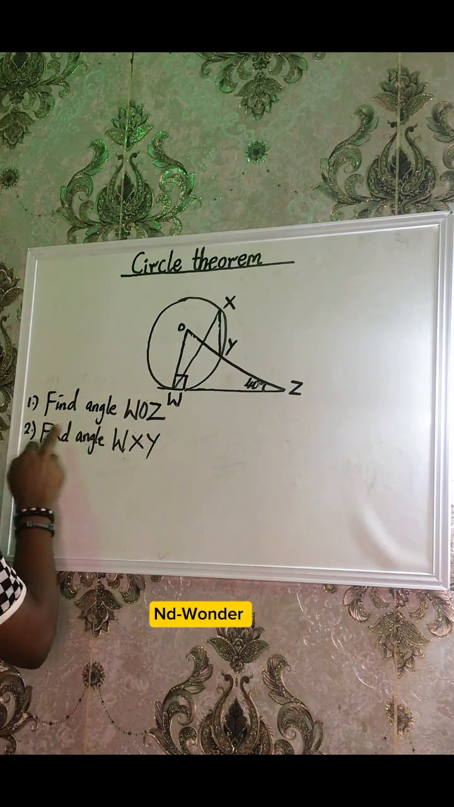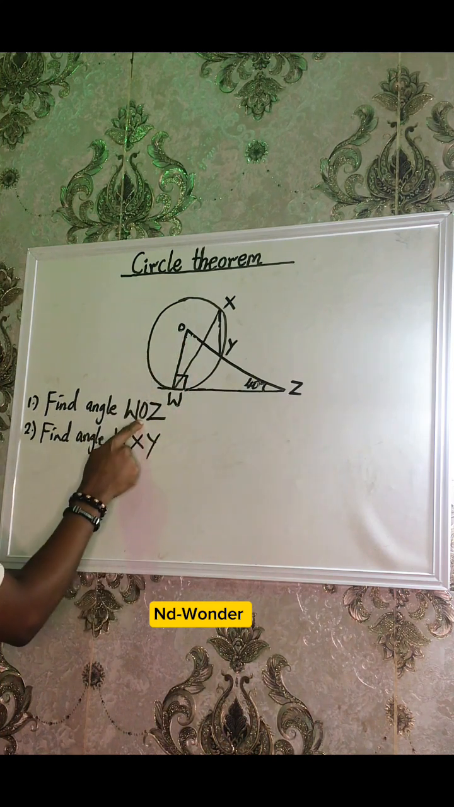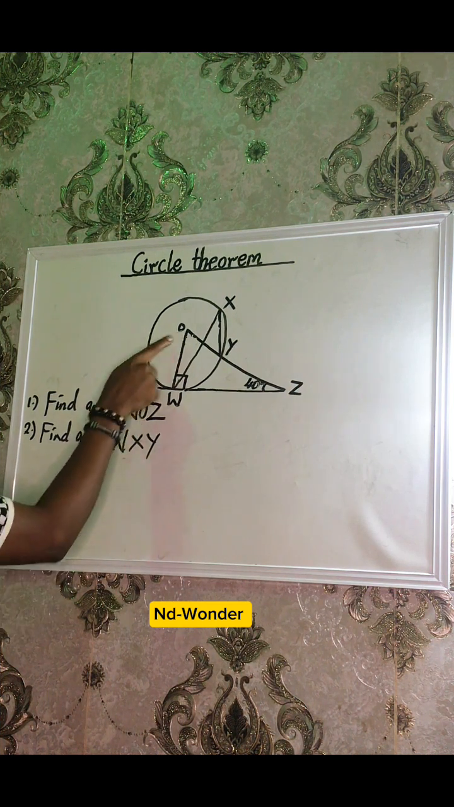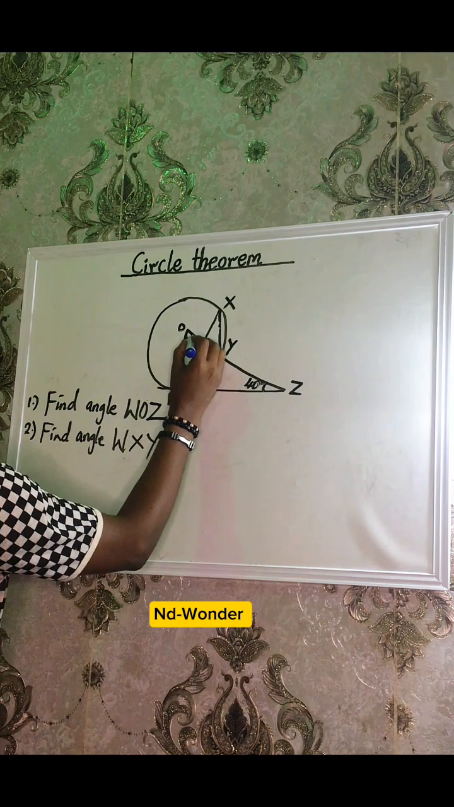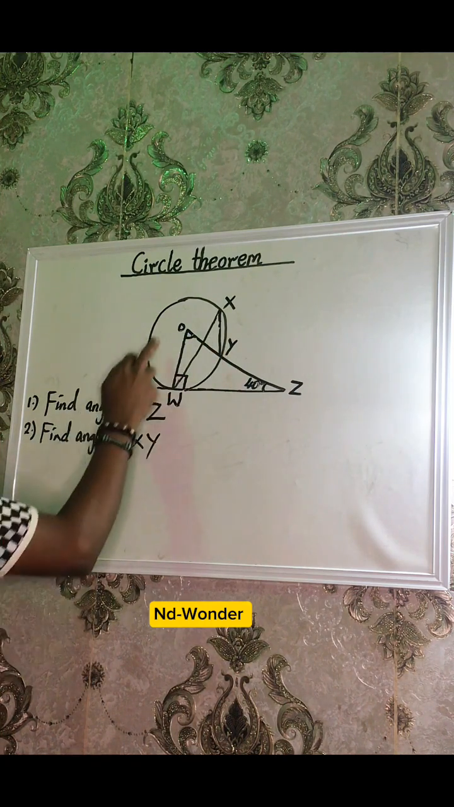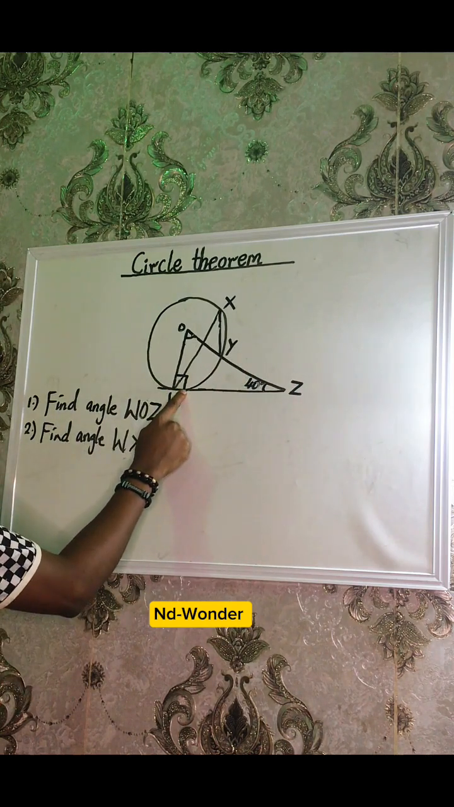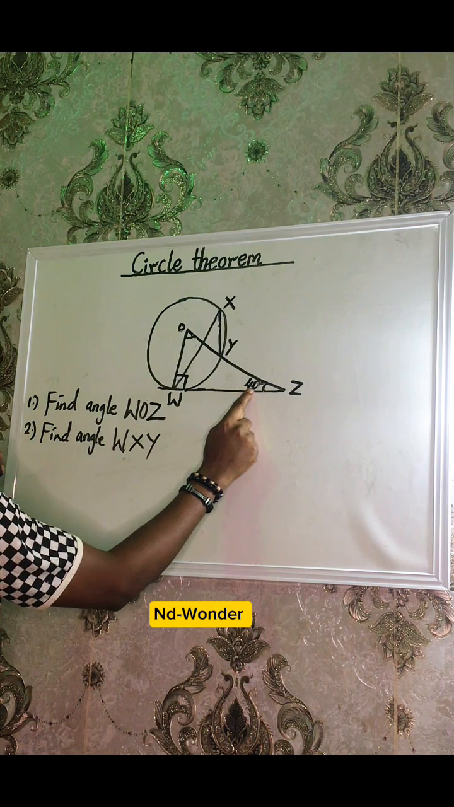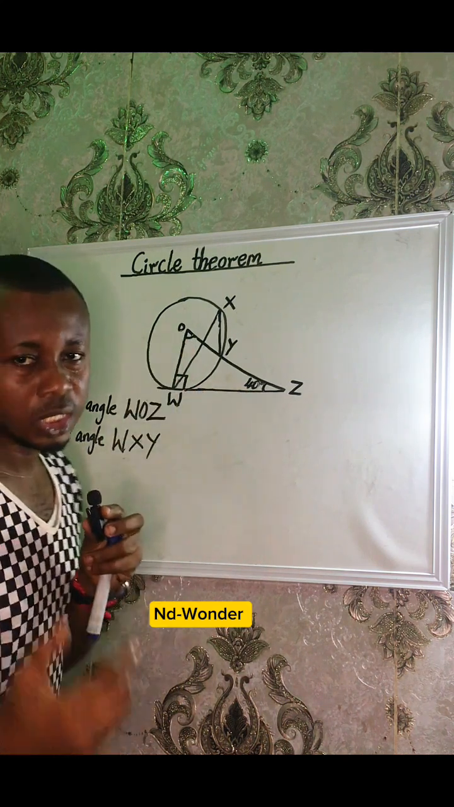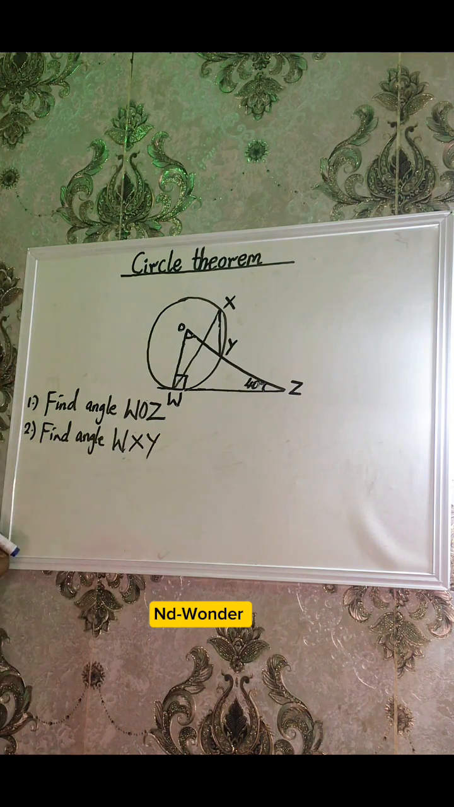The next is to obtain angle WOZ. The middle one is always what you are looking for. So O is the middle letter here. So we are looking for this angle right here. How do we go about it? This is a right angled triangle. Here already is 90 degrees. Here is 40 degrees. Then to get this, we need to recall that the sum of angles in a triangle is 180 degrees. So number one answer is already obtained.